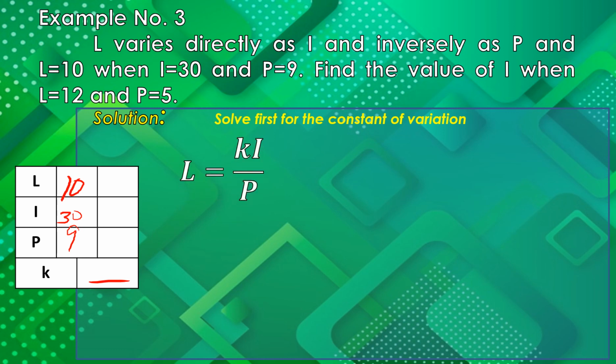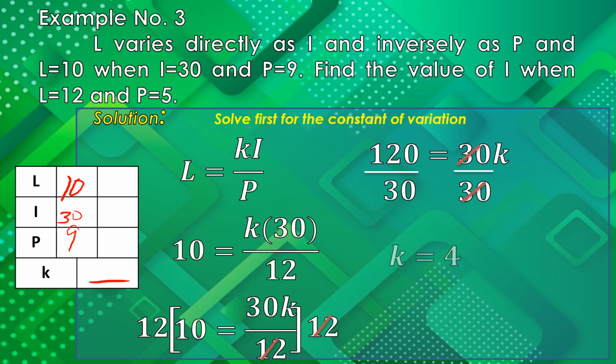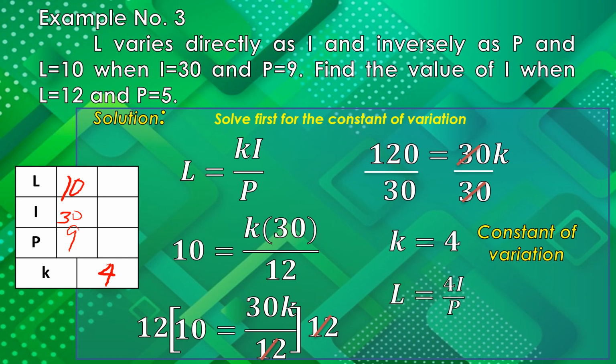We have L equals KI over P. Substitute the given, we have 10 equals K times 30 over 9. Then, multiply both sides sa 9 para makancel natin yung nasa right side. We have to cancel it, and then 9 times 10 is 90. Then, copy lang yung 30K. Dividing both sides sa 30, we will arrive at K equals 3. Ngayon naman, meron na tayong K, that is the constant of variation. Then, equation of variation will be L equals 3I over P.